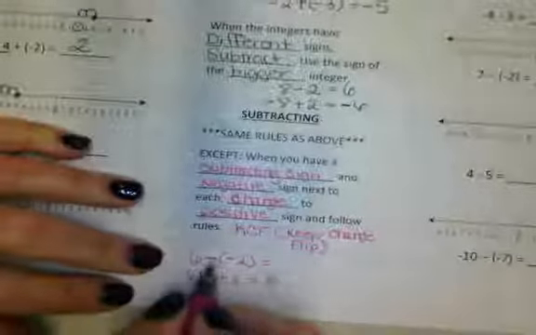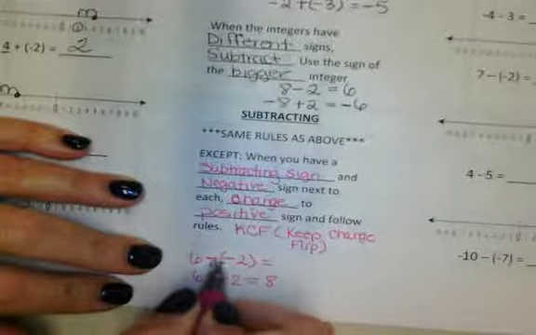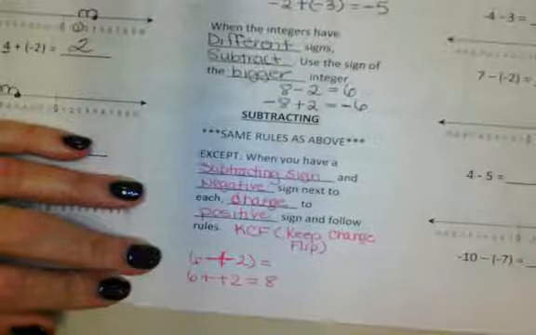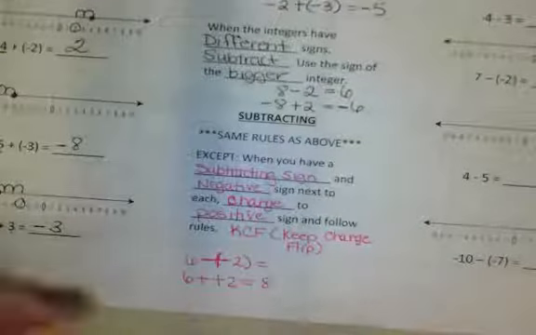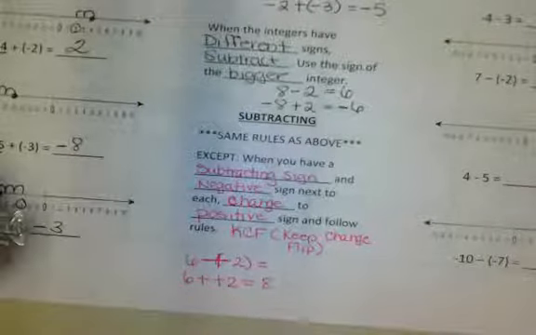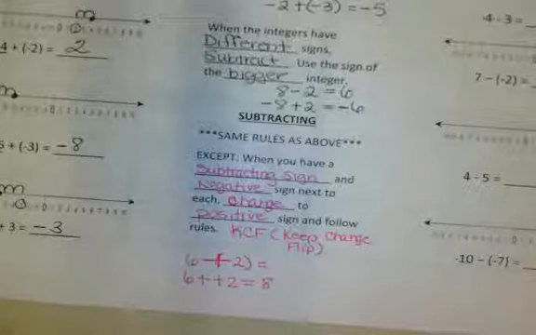Okay, so you can use keep, change, flip, or you can remember the rule that when the signs are together, they turn to a positive, and then you would add. So there's two different ways you can do it. You can try to remember the rule that when the signs are together, you change them to a positive, or you can do keep, change, flip. Keep, change, flip is really awesome and very simple, so you could always do it that way too.